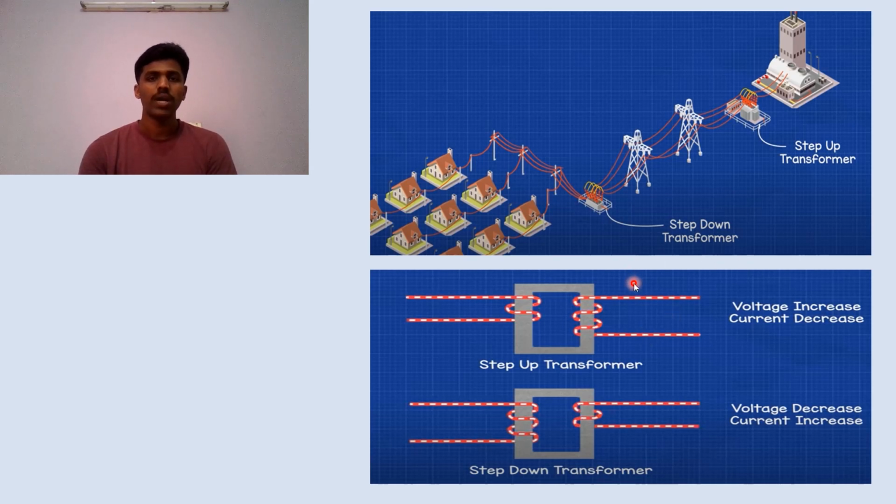Transformers are manufactured in two forms, step up or step down. In step up, the voltage gets increased along with a decrease in current. This is done by increasing the number of turns in the secondary coil. Similarly, in a step down transformer, the voltage gets decreased at the secondary side with an increase in current. This is done by reducing the number of turns in the secondary side of the core.